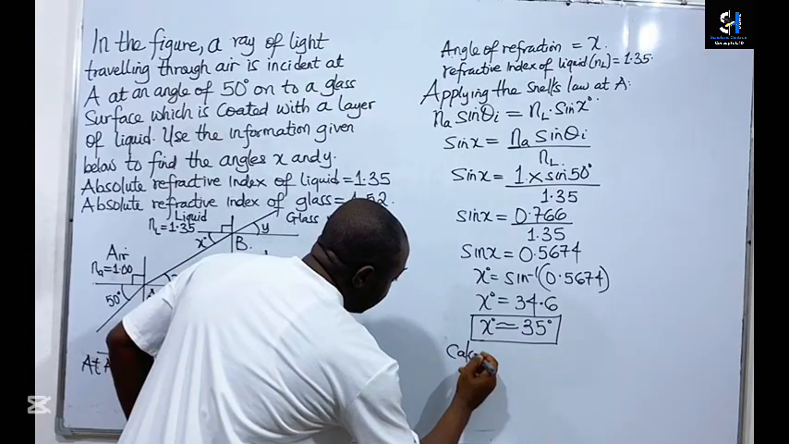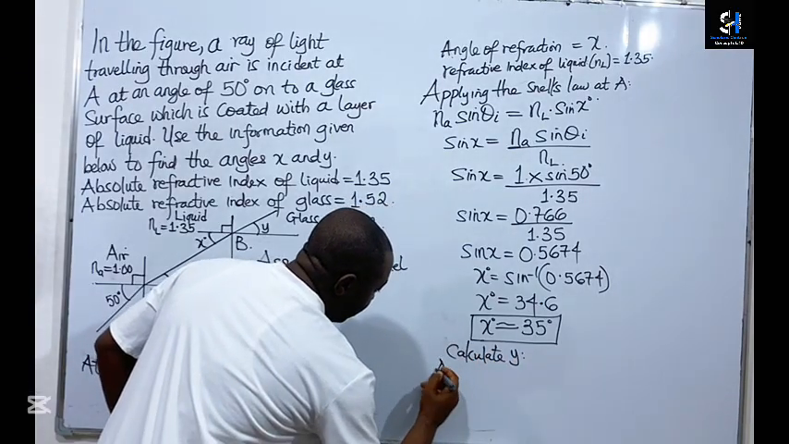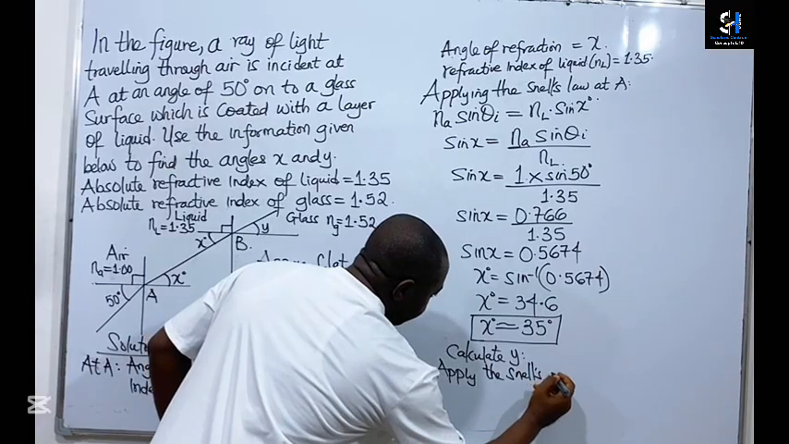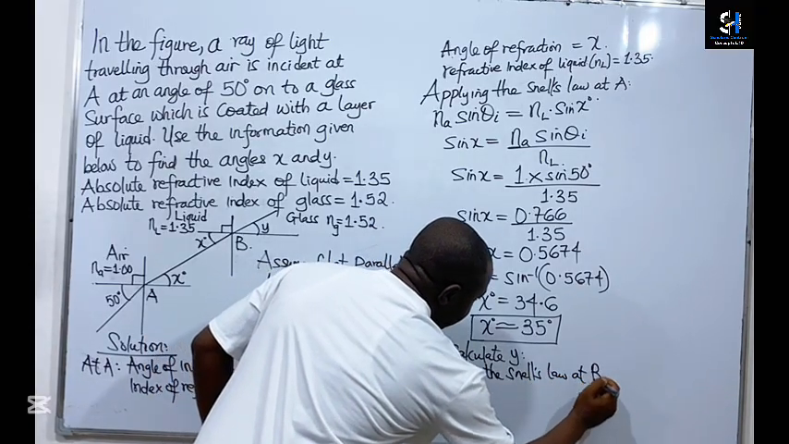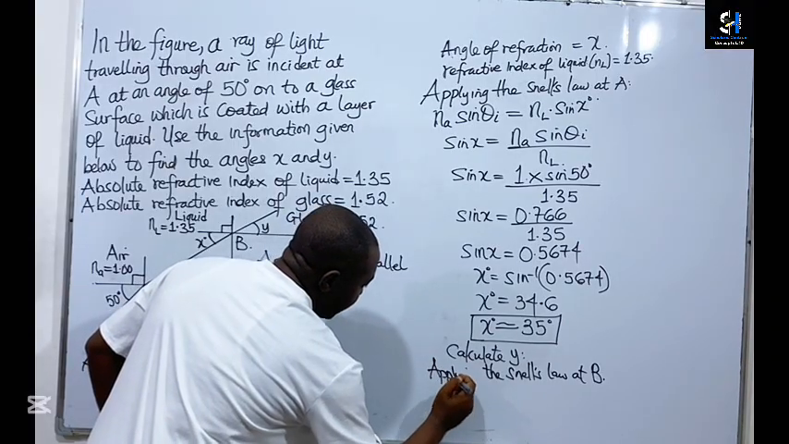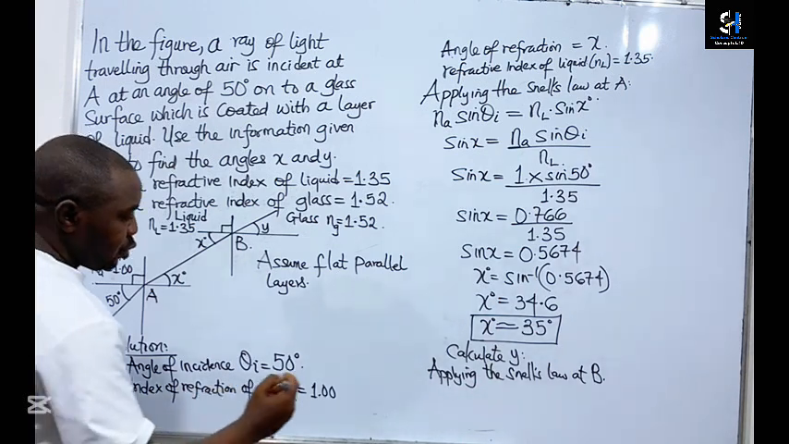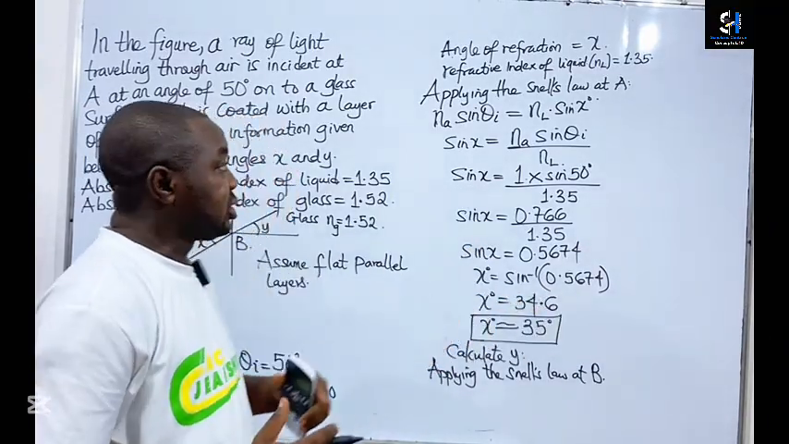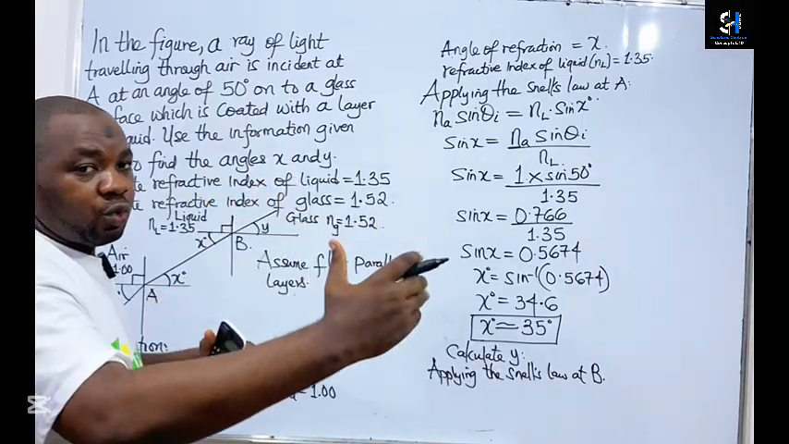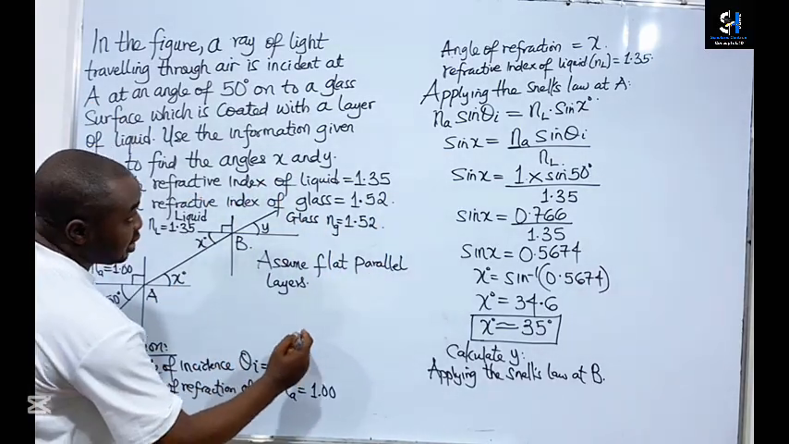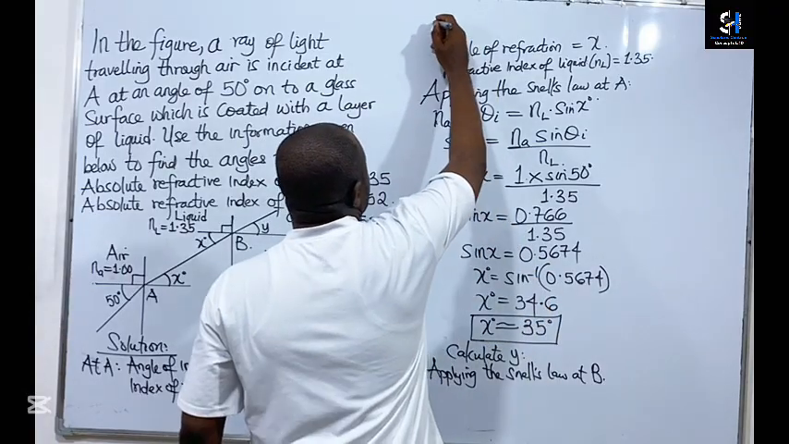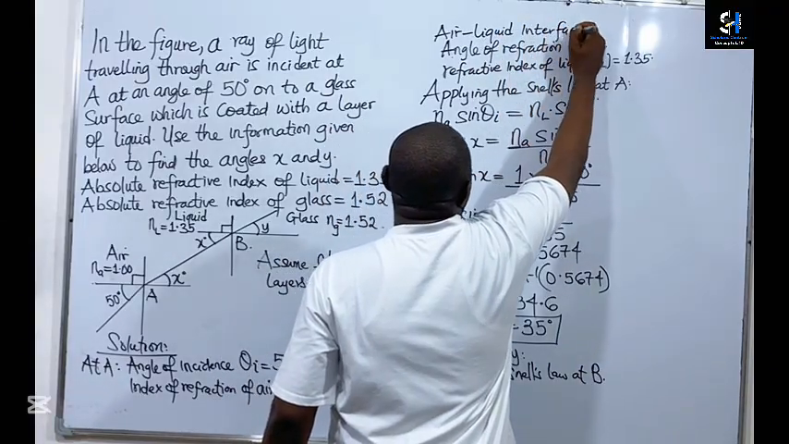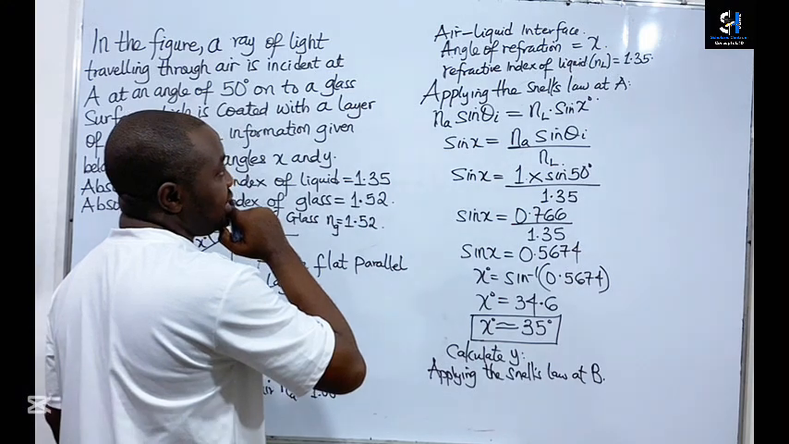Let's calculate y by applying Snell's law at B. At B, we have a liquid-glass interface, but at A, we have an air-liquid interface. So this is in the case of the air-liquid interface.